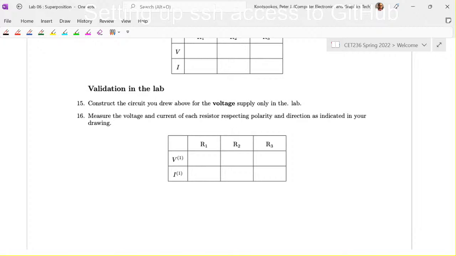But again, you do the same thing with the write-up, and I need you to construct the three circuits, both just the voltage source, just the current source, and measure V1, VR1, VR2, VR3, IR1, IR2, IR3 for those three circuits. So it's a lot of measurement, and the tricky part is getting that voltage source to pretend to be a current source. Okay, any questions? Make sense?